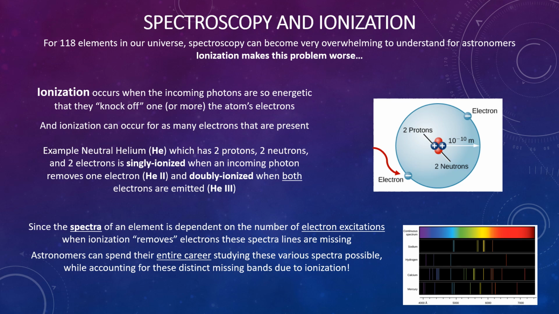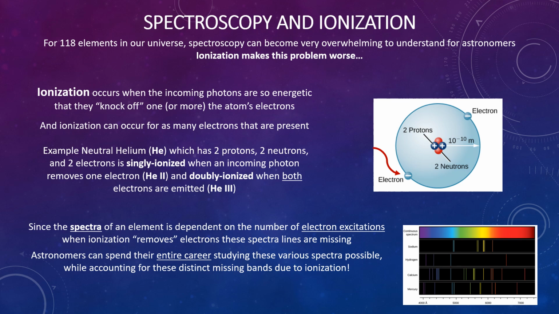So, for example, neutral helium has two protons, two neutrons, and two electrons. When it is singly ionized by an incoming photon, it removes one electron and becomes helium 2. And when it is doubly ionized, when both of its electrons are removed, it becomes known as helium 3. So we can now think of neutral helium as being helium 1, but no one refers to it as that. They just refer to the first singly ionized state as being helium 2.